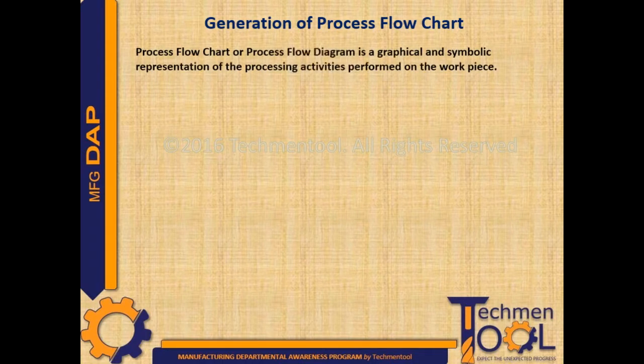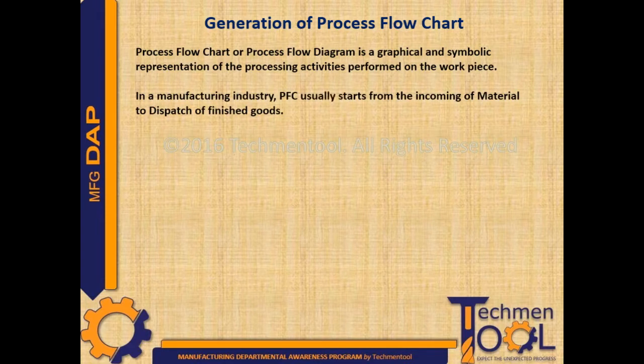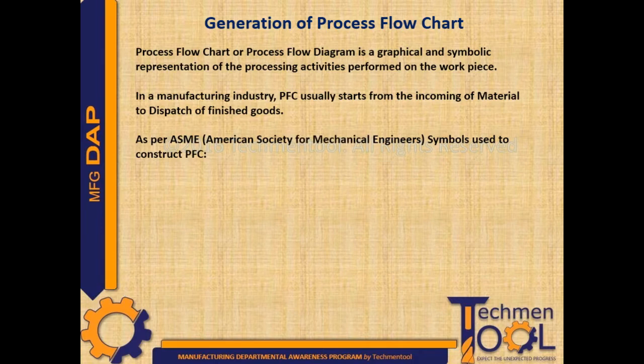The next step is generation of the process flowchart. A process flowchart or process flow diagram is a graphical and symbolic representation of the processing activities performed on the workpiece. In a manufacturing industry, the process flowchart usually starts from the incoming of material to the dispatch of finished goods. As per ASME, the symbols used to construct the PFC are as follows.